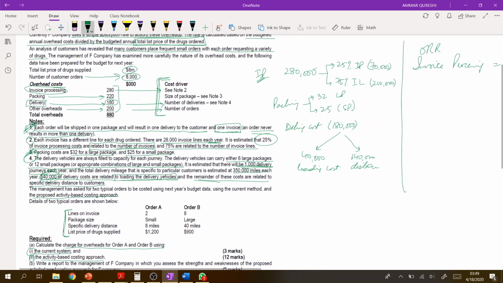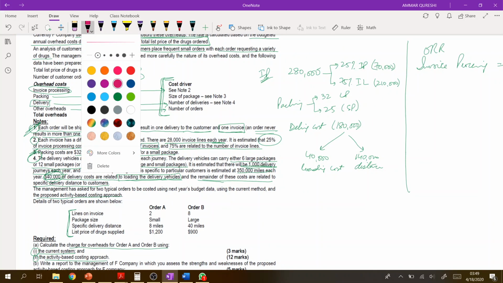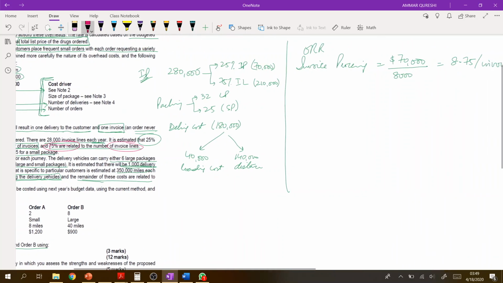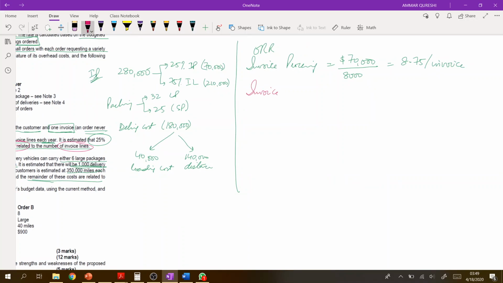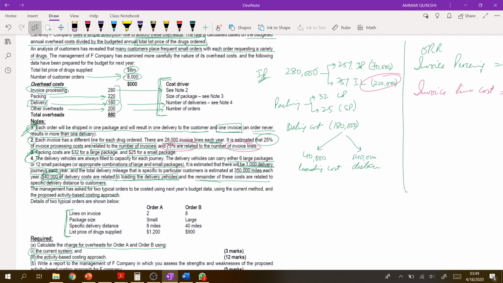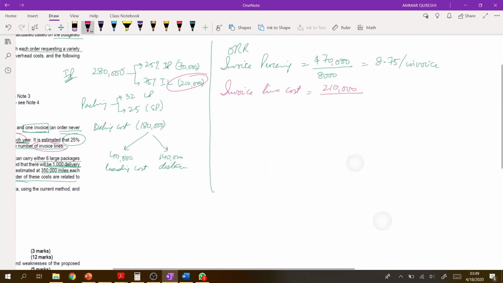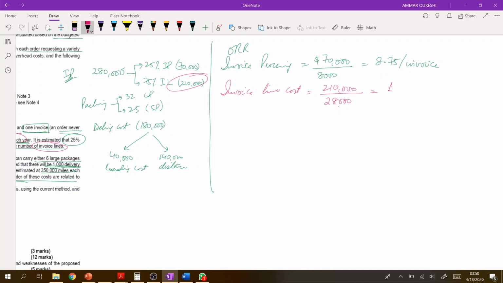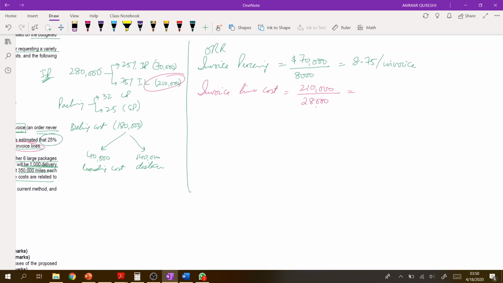And the second, 75% of costs are related to invoice lines, right? So invoice line cost is 75%, which is actually 2,10,000, divided by the number of invoice lines. Obviously, how many invoice lines? We have 28,000 invoice lines, so we will divide it by 28,000, right? So 2,10,000 divided by 28,000 equals 7.5 per invoice line. Is this in pounds? Dollars. So this will be 7.5 per invoice line.